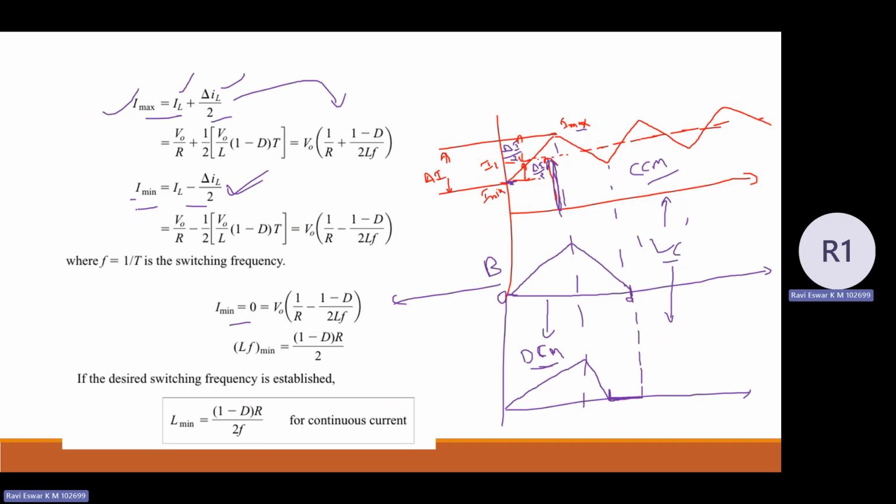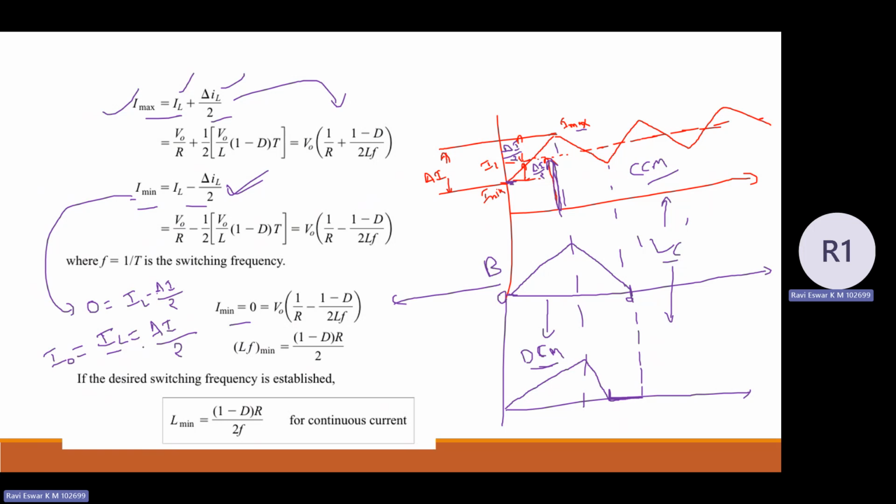So the same equation I am going to write here, putting I min equal to 0. By substituting I min equal to 0, I can write IL minus del I by 2 equal to 0. From this I can write IL equal to del I by 2. You already know what the IL value is. IL equal to I naught.